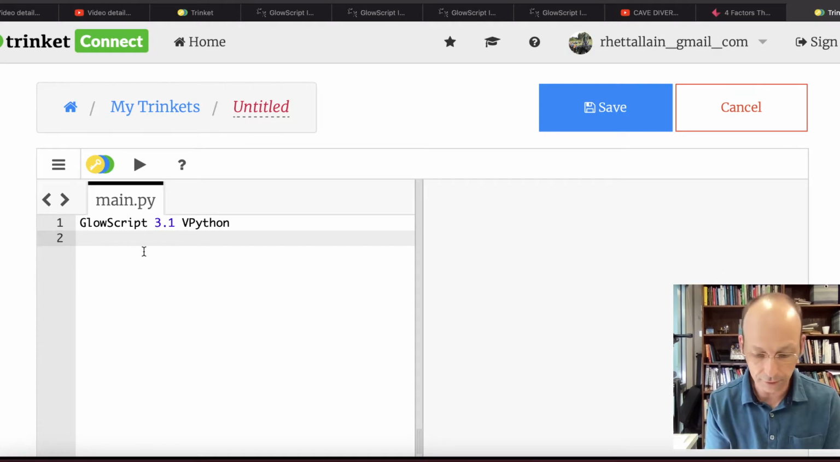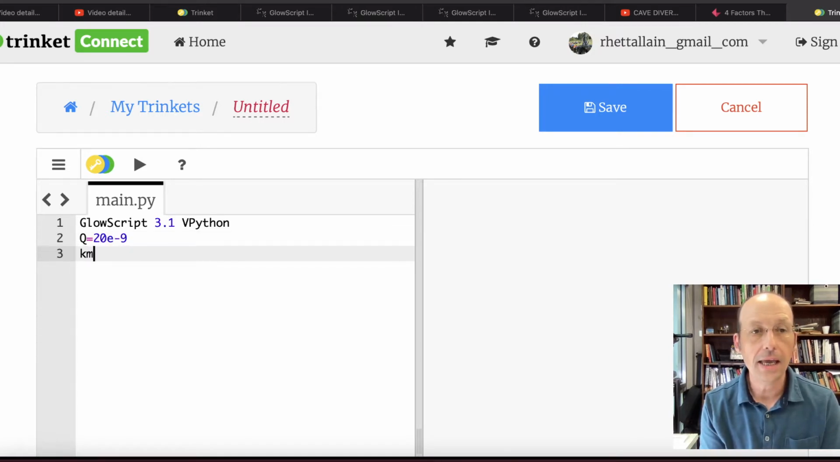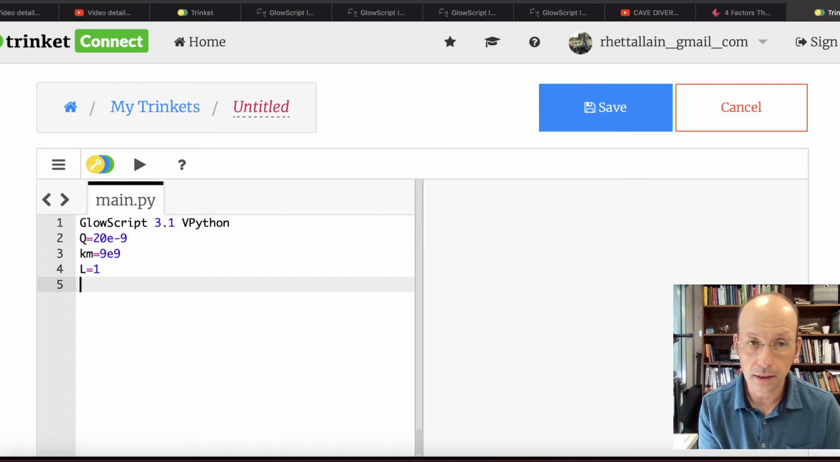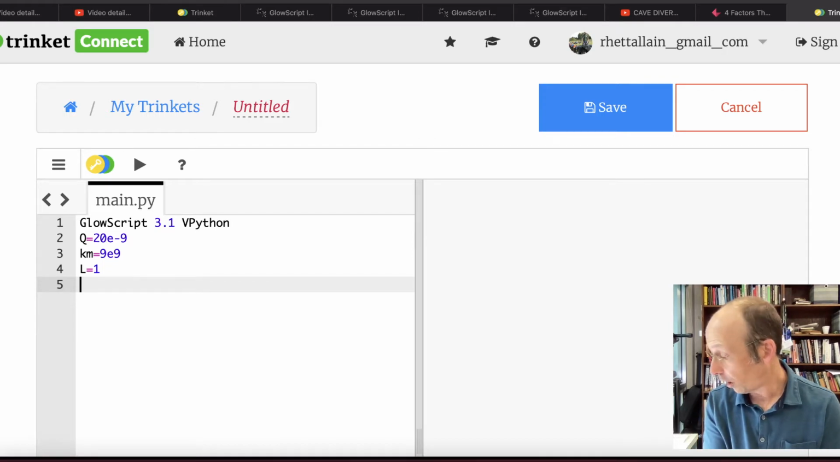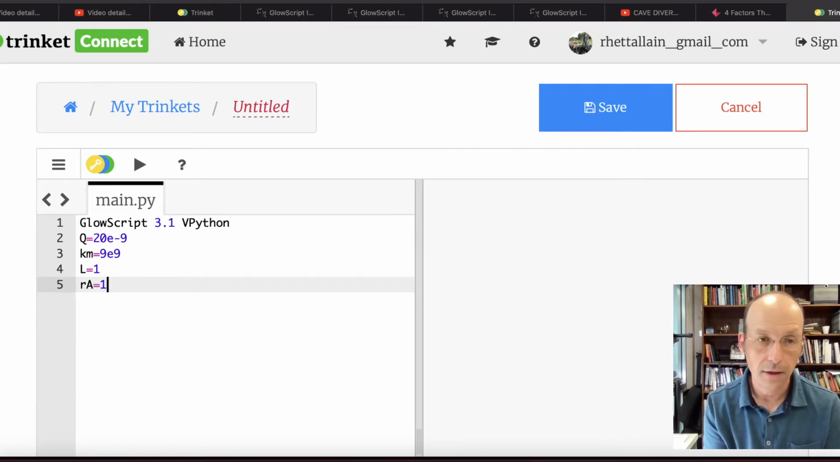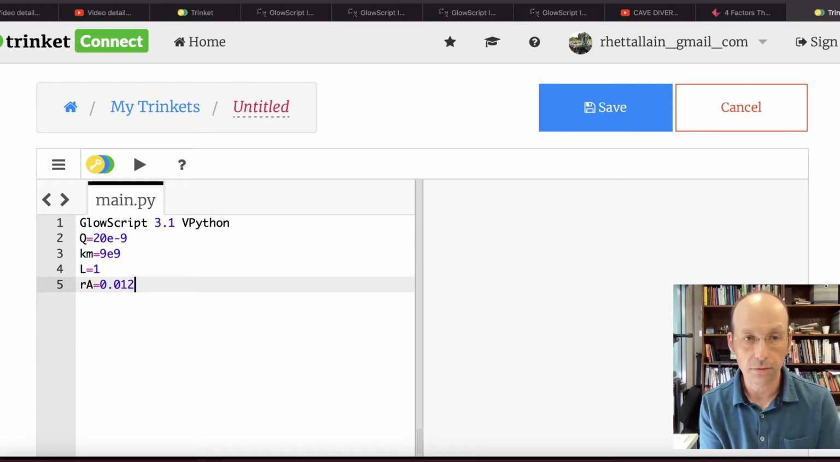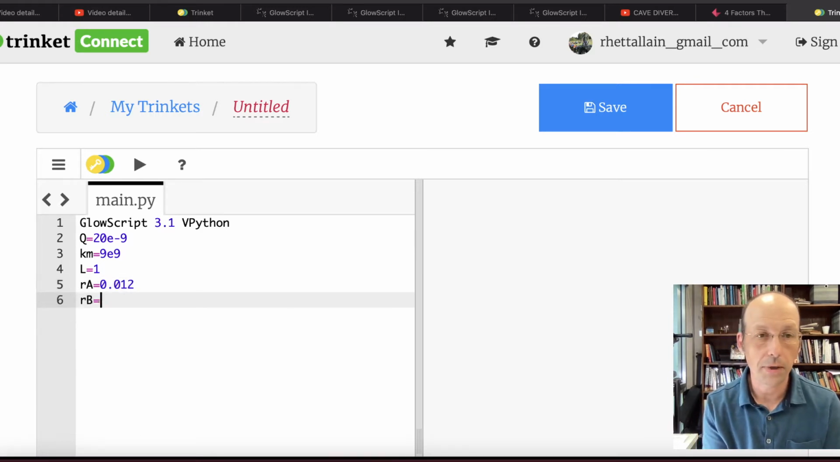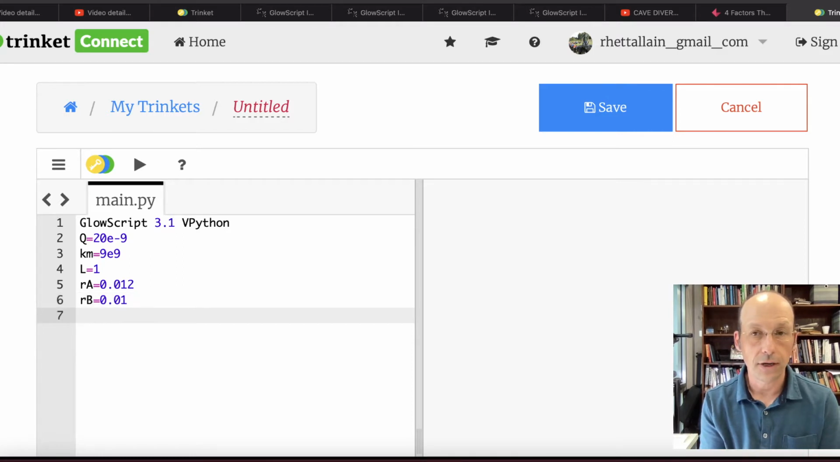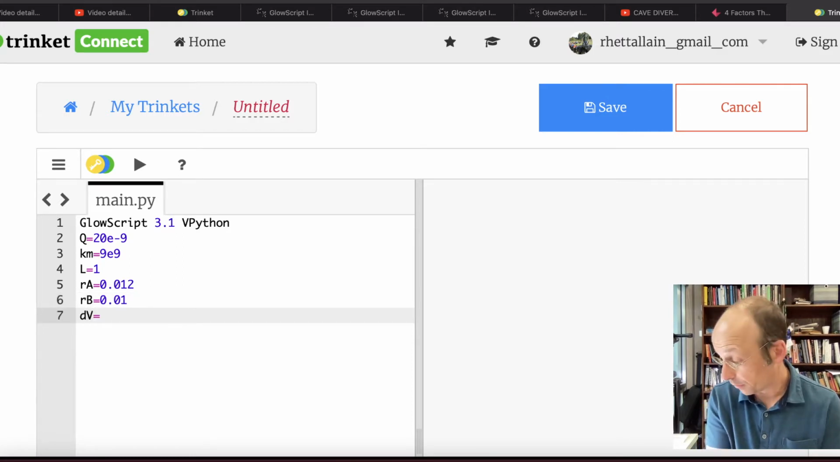Okay, so let's put all my values in here. I'll use them later anyway. Q was 20 nanocoulombs, 20e-9. Km, I'm going to call 1 over 4 pi epsilon naught Km. It's like the magnetic K, right? I don't want to write 1 over 4 pi epsilon naught, and that's going to be equal to 9 times 10 to the 9th. L equals 1. Ra equals 1.2 times 10 to the negative, 0.012. It would work either way because I'm dividing. Rb equals 0.01.